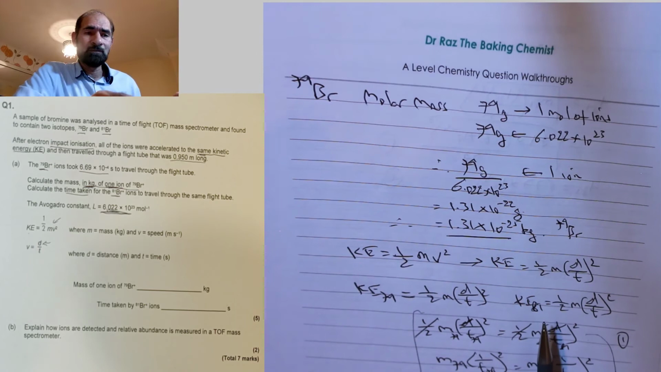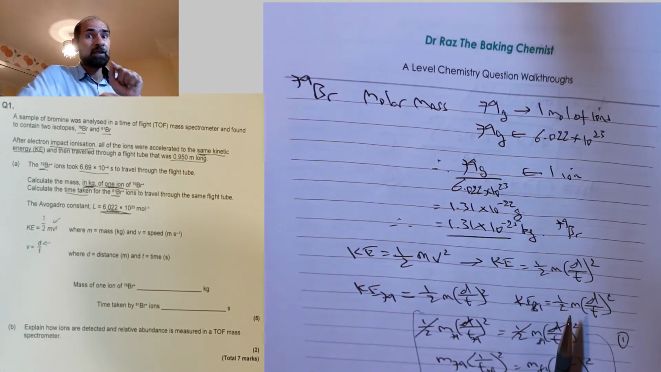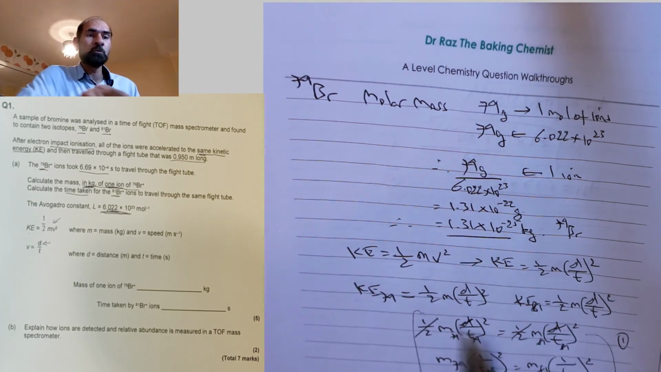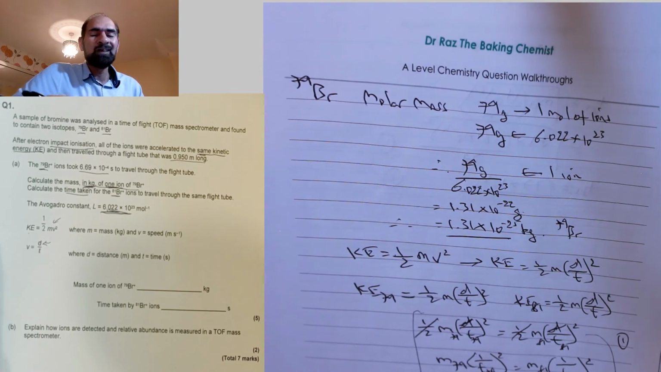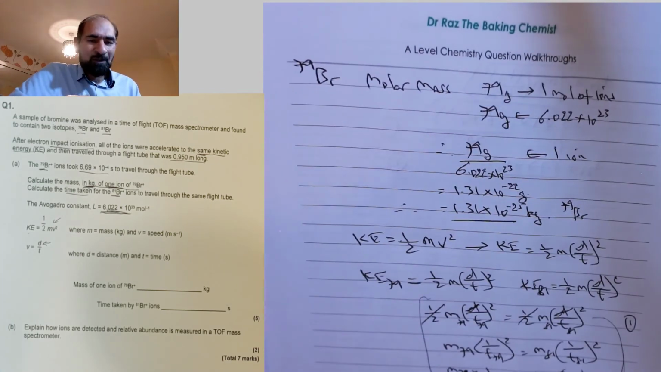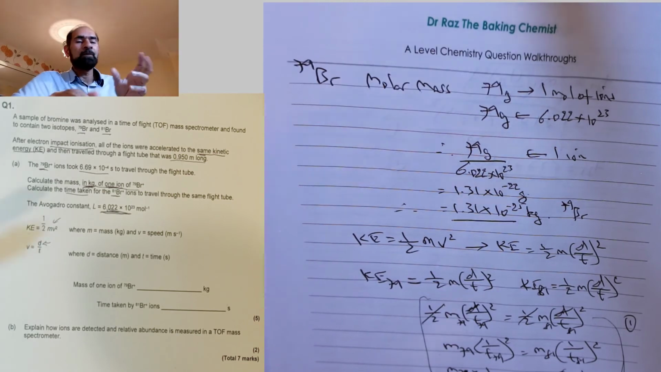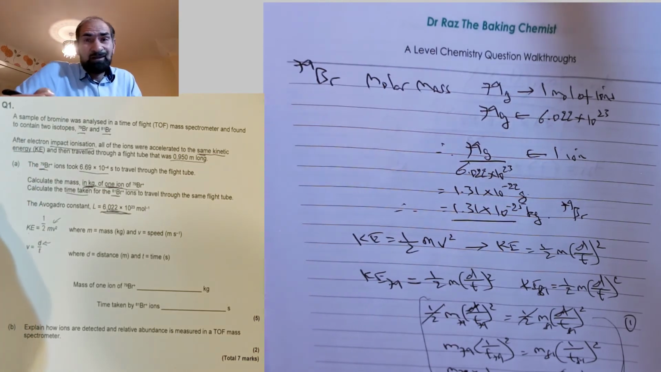But the key point in this question was the fact that the kinetic energy of both ions is the same. So you could have just equated the two kinetic energy equations for both ions. And once you do that, you'll find that this cancels out, that cancels out, this cancels out, and it becomes a lot simpler. I know the labeling of these, 81, 79, makes it slightly complicated, but it's not that complicated.